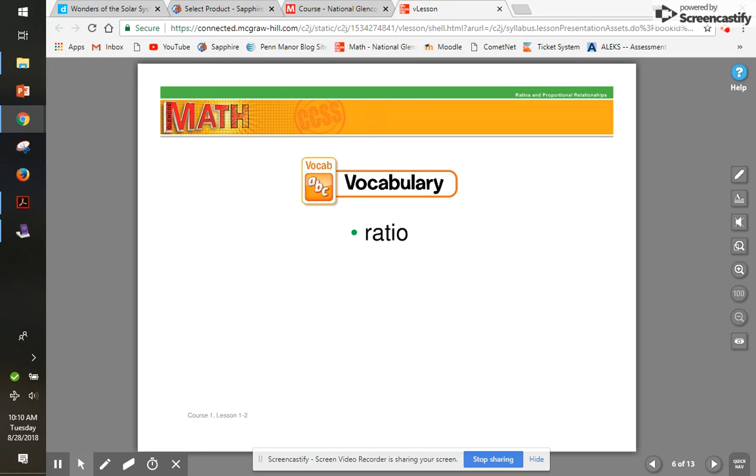Today in class, we talked about ratios and we defined ratios as a relationship between two numbers. We even took it a little bit further and said a relationship between two numbers that describes how many times the first number contains the second. As an example, we could say maybe a ratio of girls to boys in a class is 1 to 2.